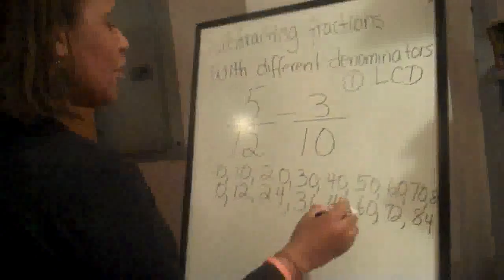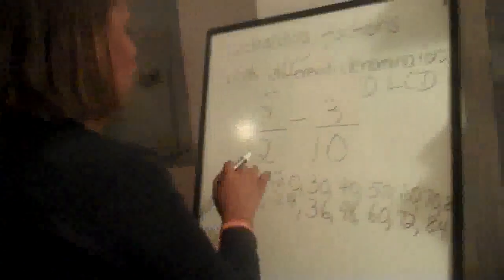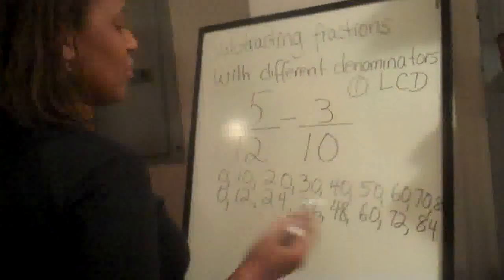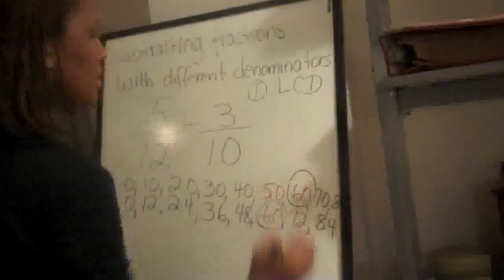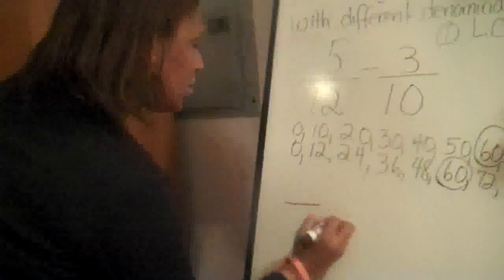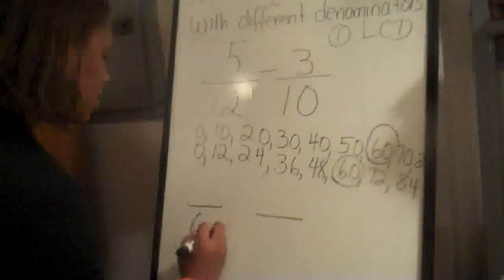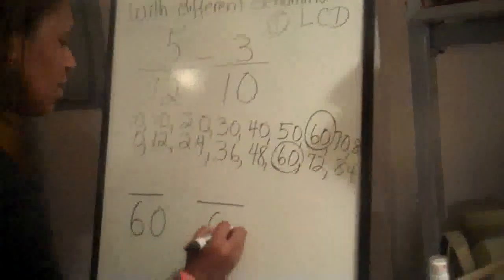Now, the least common multiple is the first number you see that both 12 and 10 go into. And what is the number? It's 60. So we all agree it's 60. Okay, so now this is what we're going to do. We're going to put 60 down here, and 60 down here.